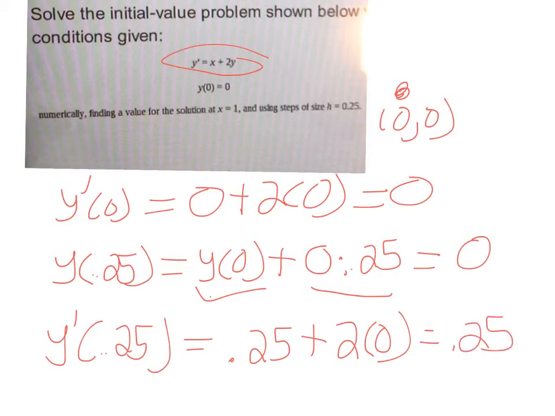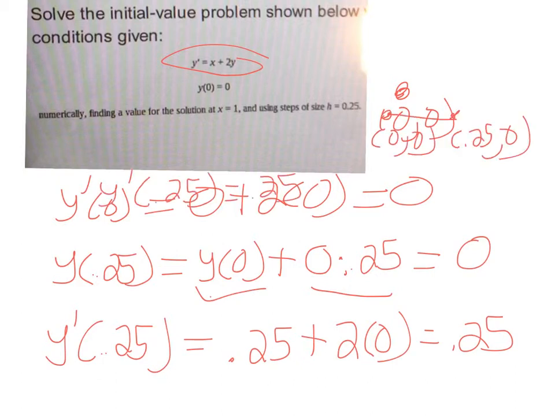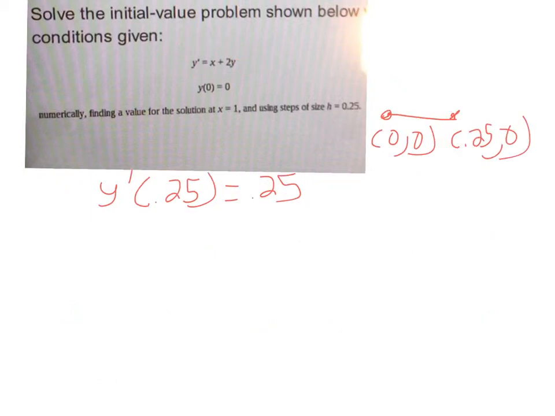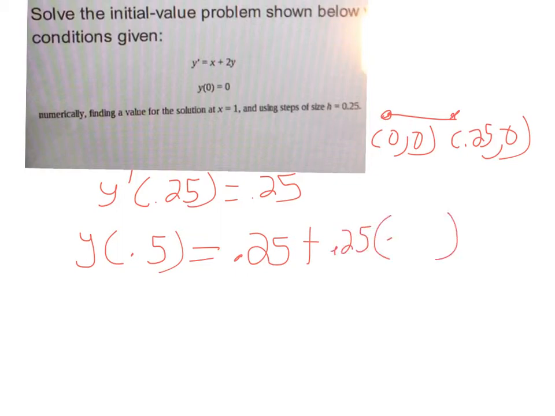Let me clean up this slide and then we'll proceed. Again, we started at (0, 0), and then we moved to (0.25, 0). That's the track we've been taking. And we figured out the derivative at x equals 0.25 was 0.25. Now we've got to figure out the height of this function when x is equal to 0.5. So you take your current height, which is 0, and add to that your rise over run at x equals 0.25, which is 0.25, multiplied by how far you're going to run, which is another 0.25.